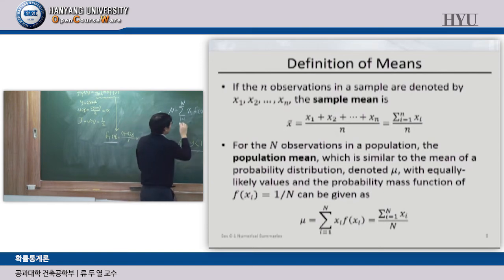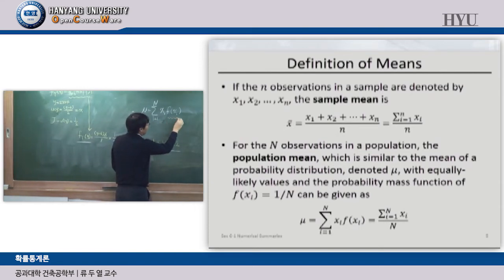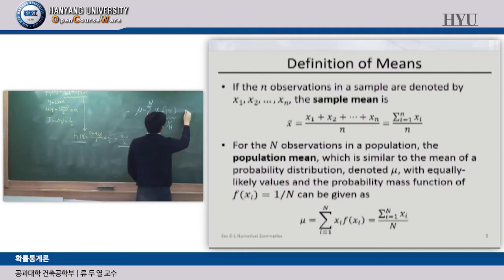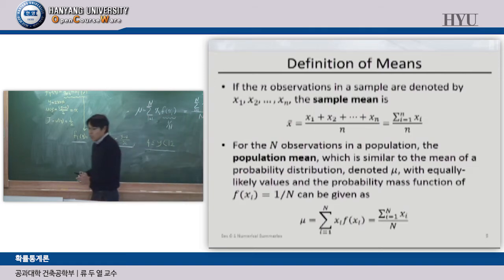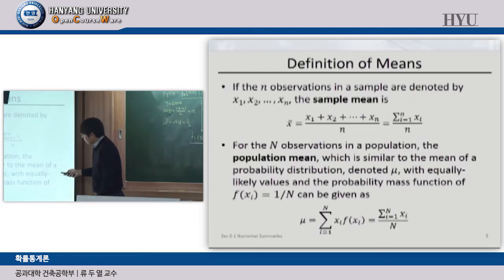So in this case, what is the summation? What is the f(xi)? That is 1 over large N. So this can be written as the summation of i from 1 to large N, xi over large N. So for the case of the population mean, the equation has an identical formulation with the equation of the sample mean, but the only difference is that the small n is changed to the large N.